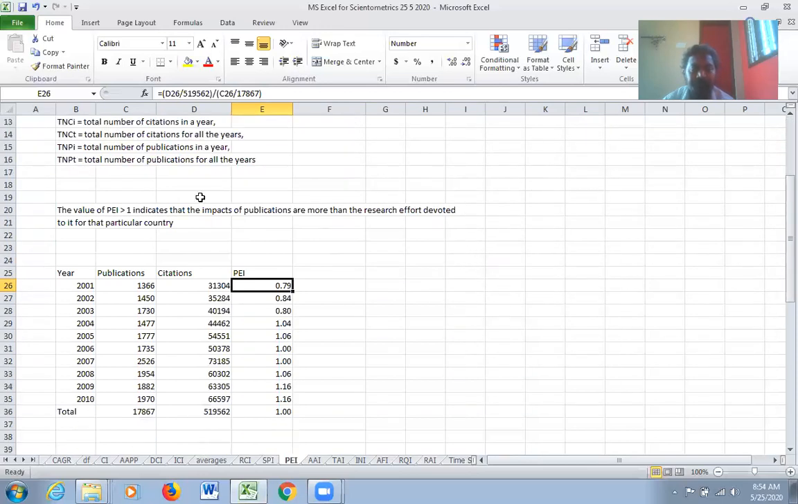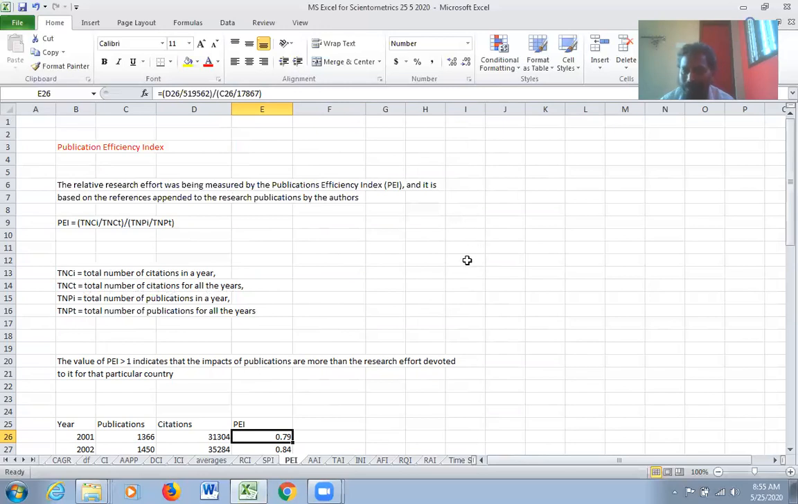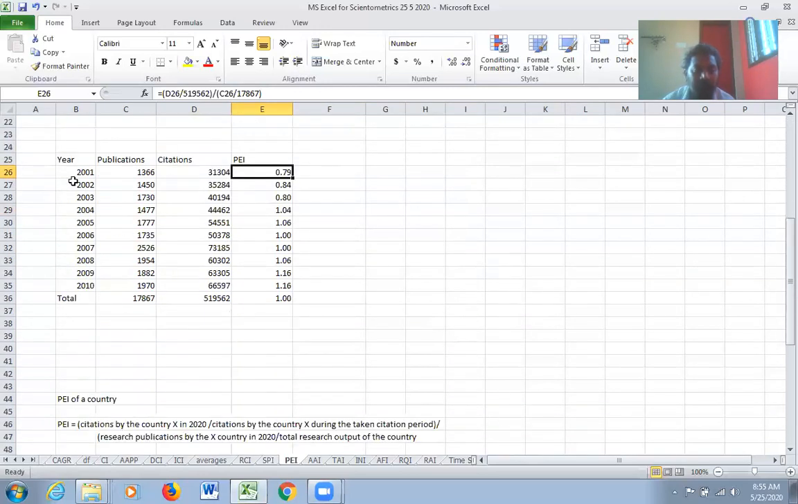It's very simple. Total number of citations in a year divided by total number of citations for all the years. This is the first part of the formula. Total number of publications in a year divided by total number of publications for all the years. That is the other part. You divide the first part by the second part, and you'll get the publication efficiency index. Let us see here. You take 2001, the publications are 1366, the citations are 31304. Fine. How can you calculate this publication efficiency index of 2001? It goes this way.